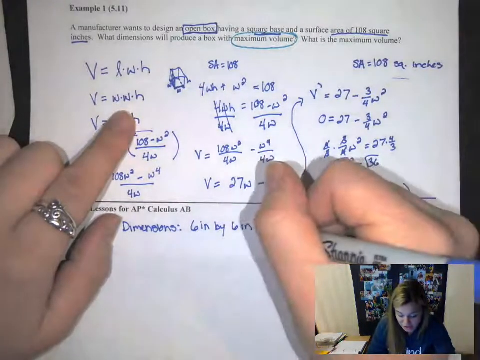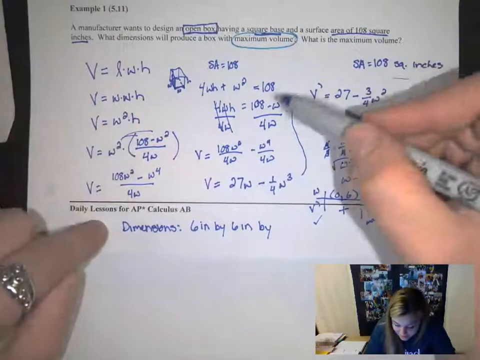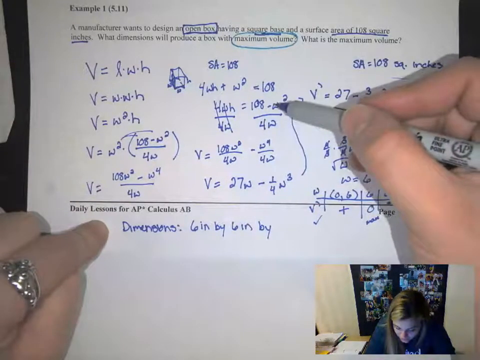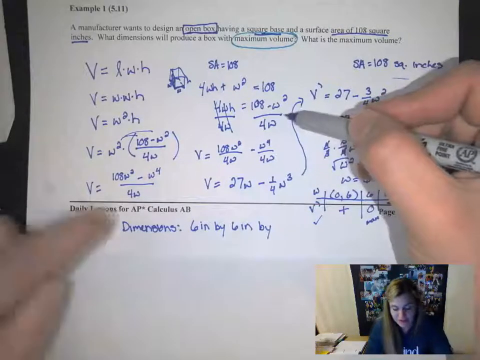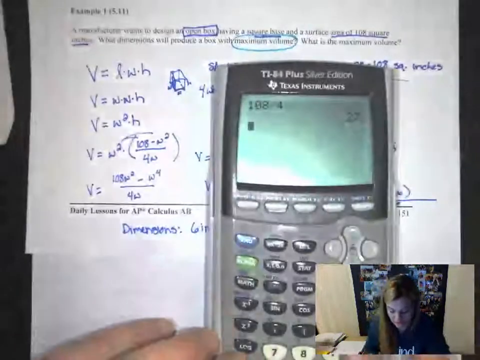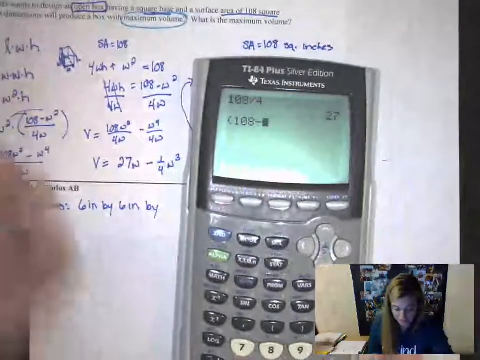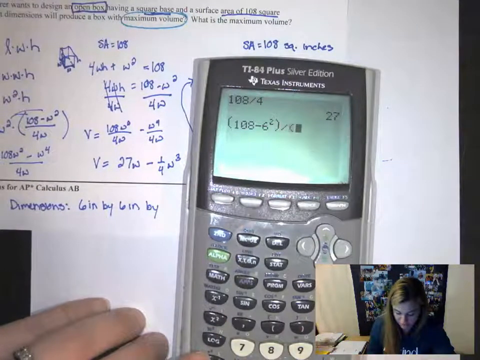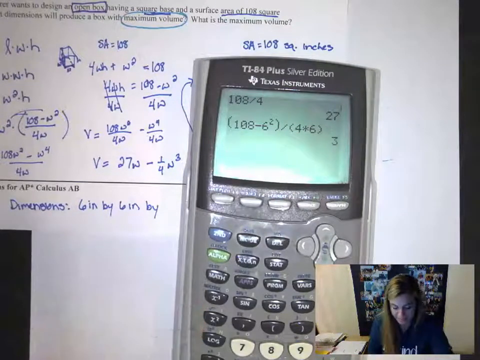And then H by. In order to find that, I'm going to say, where is my H? We said that H, oh there it is, H is 108 minus W squared over 4W. So I'm going to say 108 minus, this would have been 6 squared over 4 times 6. And I get 3.